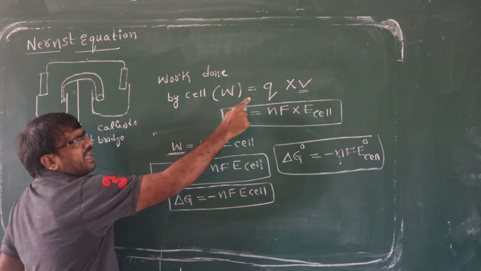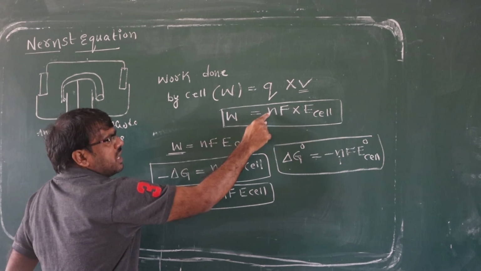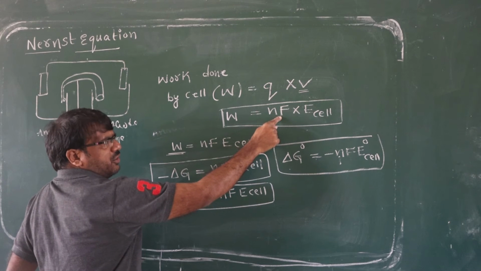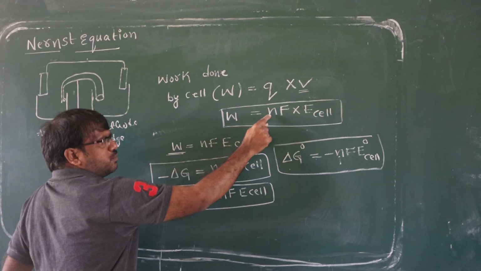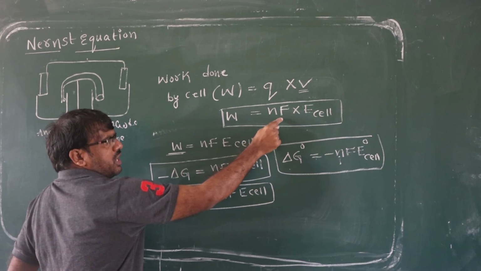Why did I take nF here in place of Q? Because n moles of electrons carry n Faradays of electricity. Total electricity produced by the n moles of electrons is equal to nF.